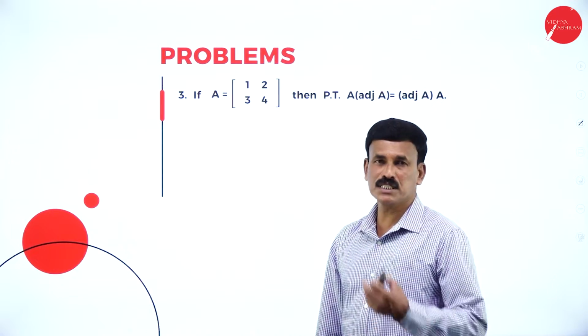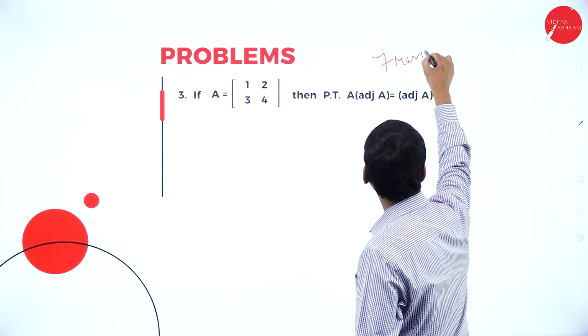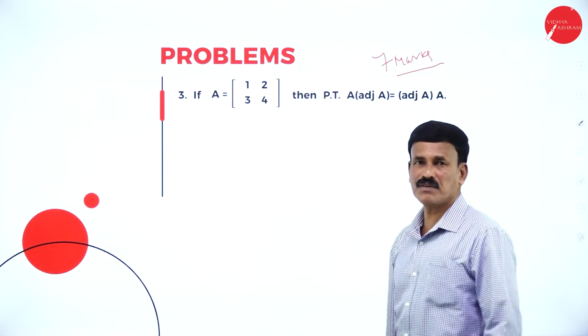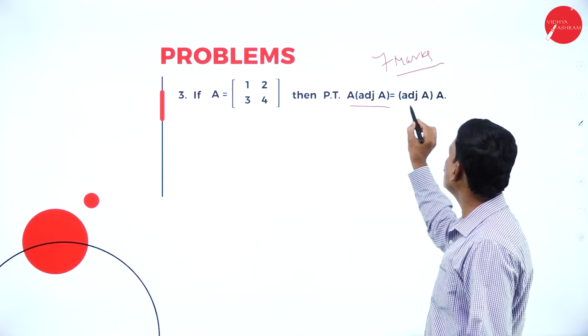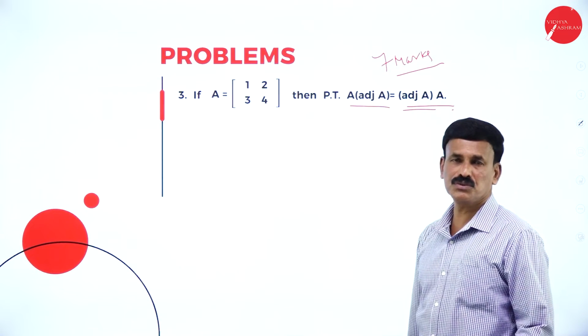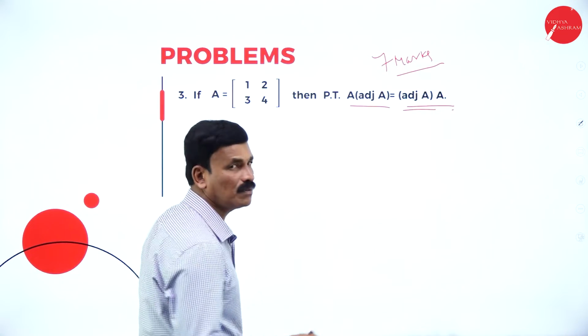Now let us come to the next problem. This is also important for 7 marks. Usually you will get this type of question for 7 marks. If A is equal to 1, 2, 3, 4, then prove that A into adjoint of A is equal to adjoint of A into A. Now just find out the adjoint and multiply with the matrix.